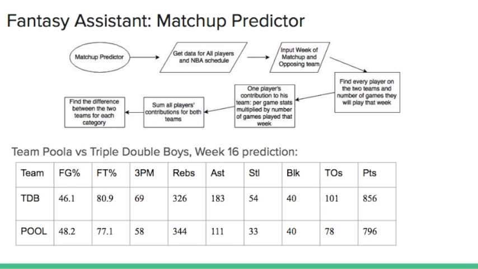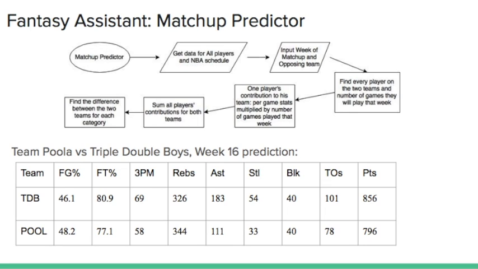Next, we input the week and the matchup of the opposing team, which we select. So as you can see down below, randomly we selected week 16 and with team TDB and team pool. Next, our algorithm found every player on the 2 teams and the number of games that they will play that week. And it's important to note that these players are healthy, because injured players obviously cannot contribute to a statistic if they're not on the court at all.